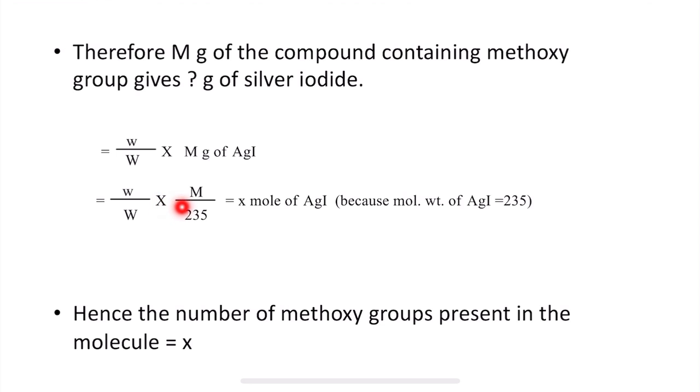We know the molecular weight of silver iodide is 235. Because the molecular weight of silver iodide is 235, let me substitute that value here. So, small w divided by capital W into M divided by 235.